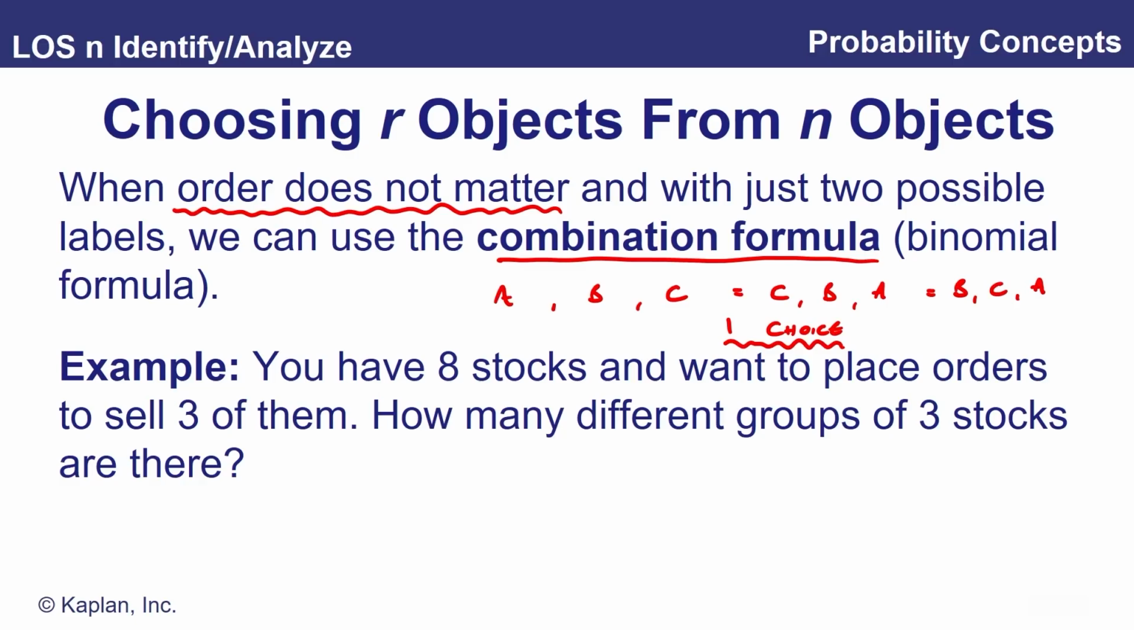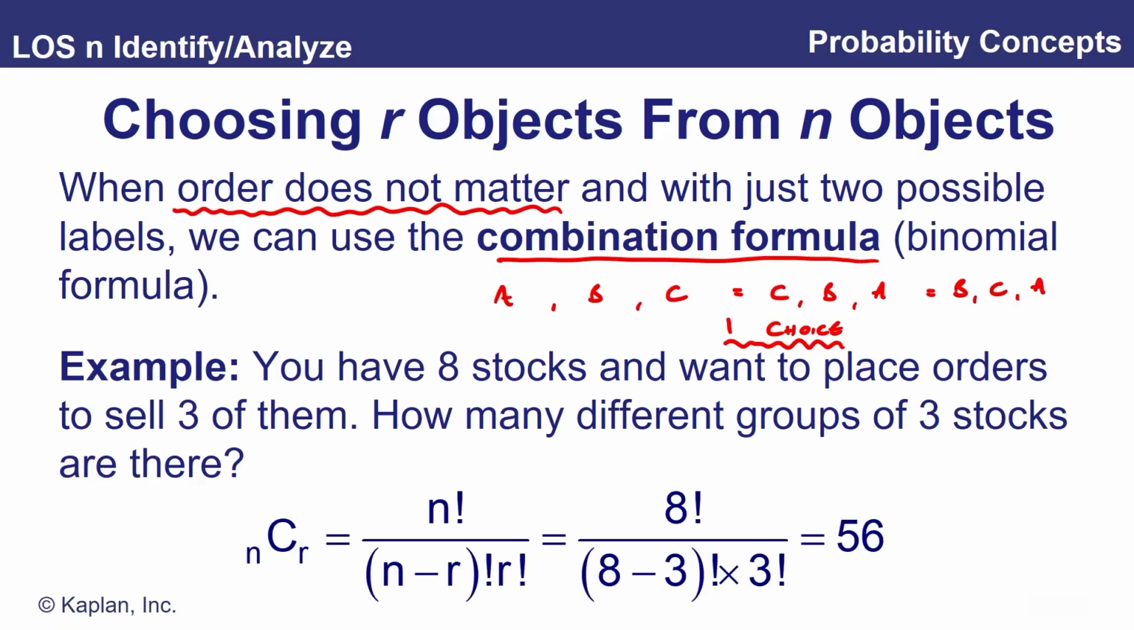So we've got 8 stocks and we want to place orders to sell 3 of them. How many different groups of 3 stocks are there? So how many different orders of 3 stocks to sell are there if the order in which we choose them does not matter? To do this, we're going to use this little formula here, n factorial over n minus r factorial times r factorial. N minus r is always the number of stocks not chosen, and r, of course, is the number of stocks chosen.